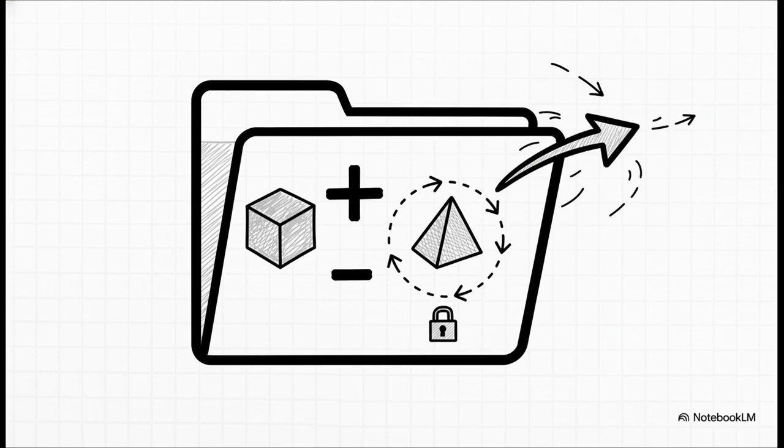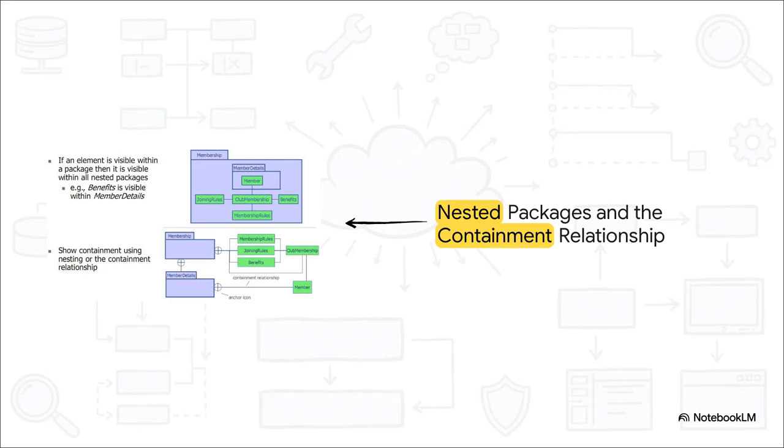Perfect organizational encapsulation. And the cool part is, you aren't just limited to flat folders either. Notice the nested packages mapped out here? You can visually represent this by literally drawing boxes inside of boxes, or by using the containment relationship, the one with that little anchor icon. This containment visually and neatly folds away the complexity of a system. For example, you can hide a nested member details package completely inside a larger membership package until you actually need to zoom in and see it.